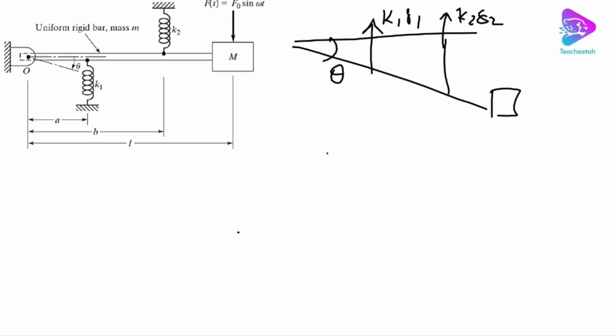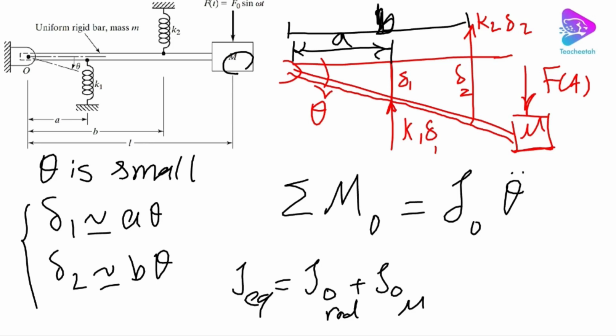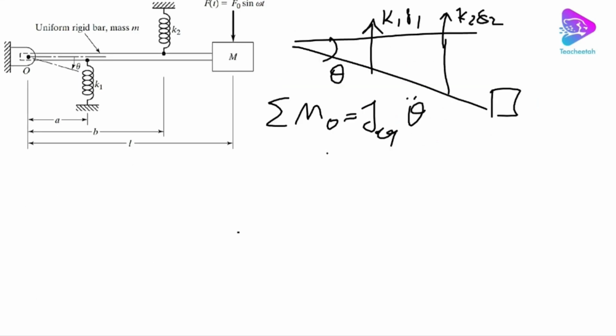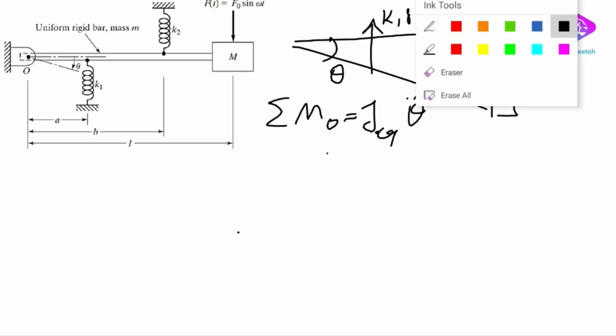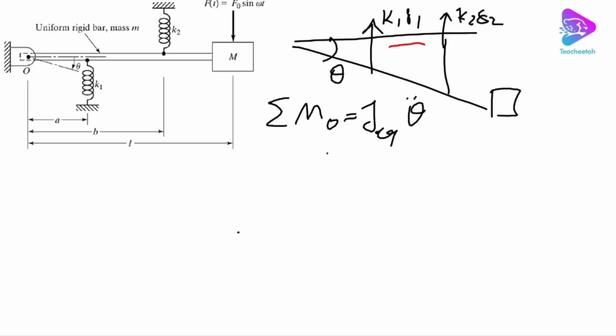So we had sigma MO equals J equal, or JO, theta double dot. Let me double check. Yeah, so here you can use JO or J equal for this case. So we go back to our solution and find the moments. The moment resulting from K1 delta 1 is in the opposite direction of theta. So we have minus force times the arm of moment, which is A with respect to the point O.